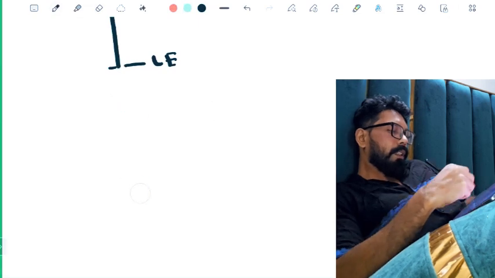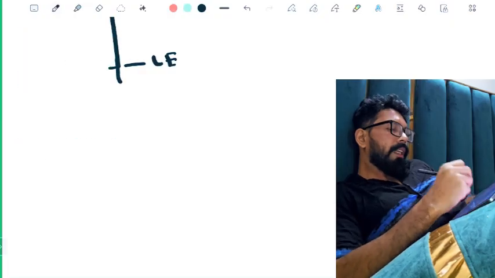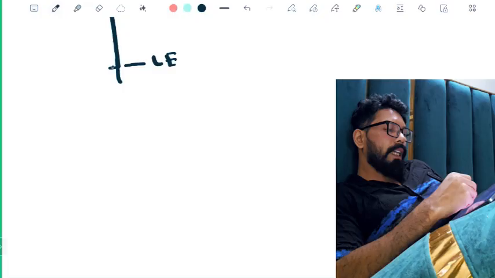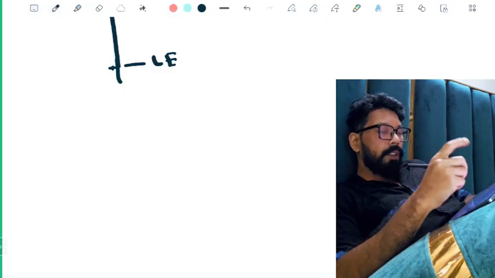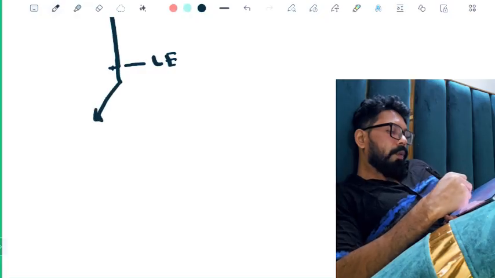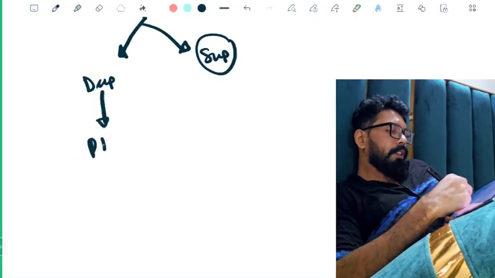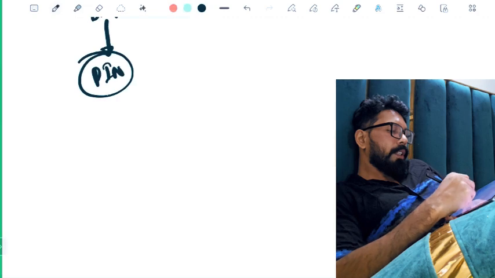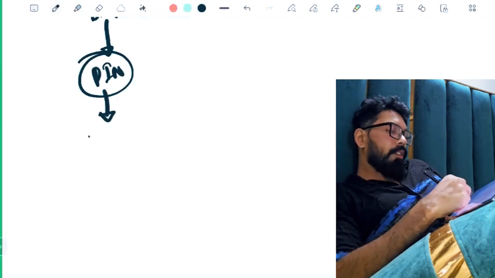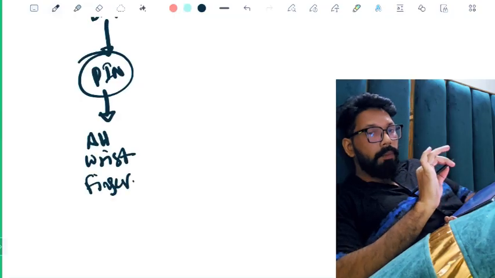Here I need to make some change. So this one line, after crossing the lateral epicondyle, in front of the lateral epicondyle, will go down and give two branches. One is the deep branch, one is the superficial branch. The deep branch is named the posterior interosseous nerve, which will supply all the wrist extensors and finger extensors. Simple.